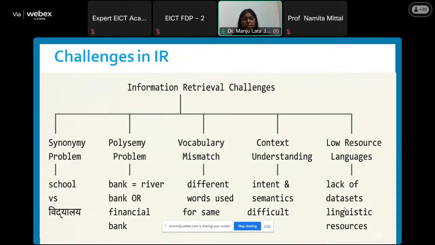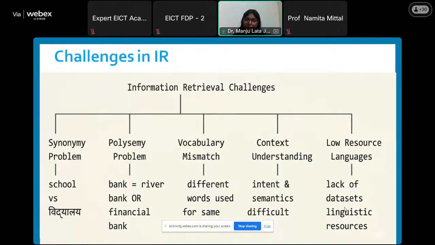Then vocabulary mismatch, different words used for the same meaning. For example, there is a term physician. If you are matching physician only with documents that have physician, then it is not fine. If there is a document having doctor as well, and your retrieval algorithm is not taking it as a relevant document, then it is not taking the related documents. So again, this vocabulary mismatch is a problem. Context understanding, as I already discussed, the word meaning can change in different contexts.